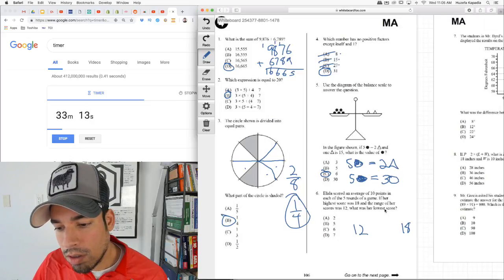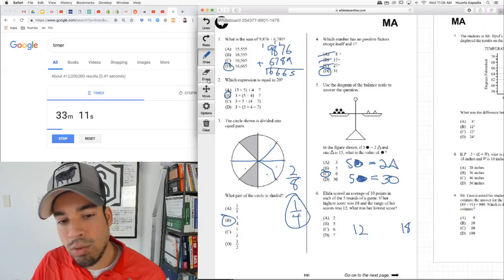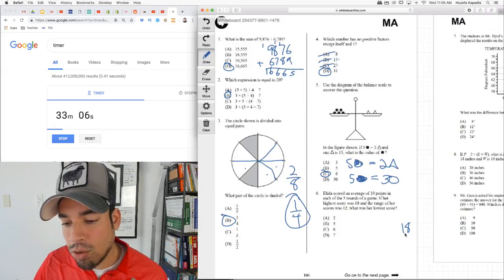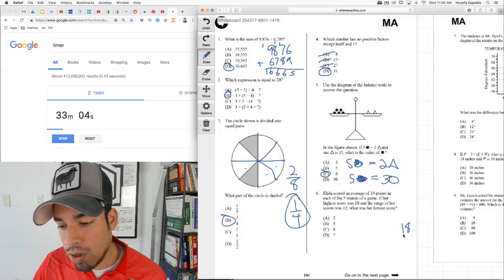Sorry, if her highest score was 18. Oh, sorry, and the range of her scores was 12, excuse me. So that means the range is, if I subtract the range value from the highest score, I'll get the lowest score. 18 minus 12 is 6. So our lowest score was 6. Next.